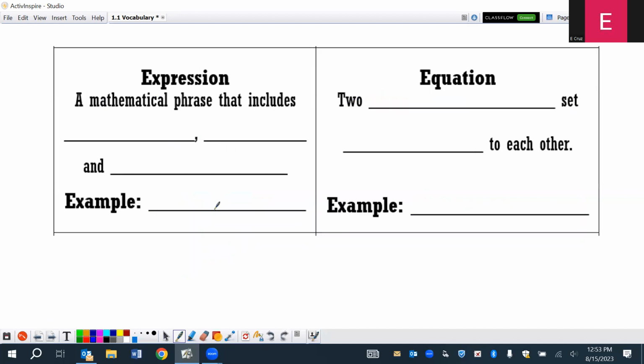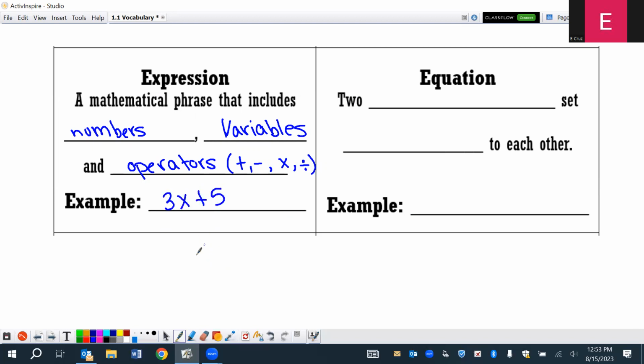Expression is the next term. Expression is a mathematical phrase that includes numbers, variables, and operators. So operators would be like your operation symbols: plus, minus, times, and division. So an example of an expression would be 3x plus 5. So I have numbers, I have letters, and I have the operator, the plus sign.